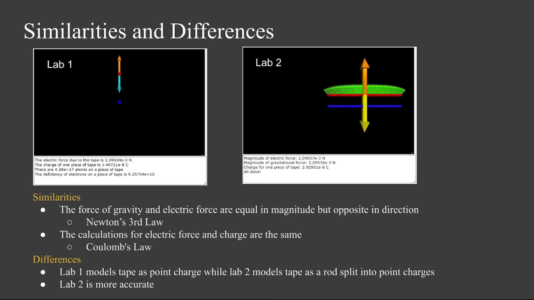Comparing the results from lab 1 and lab 2, some of the similarities include that the force of gravity and electric force are equal in magnitude but opposite in direction, and this can be seen on the models, which explains why the bigger arrows are equal in size. Next, we calculated the electric force and charge the same way we're familiar with, using Coulomb's law. The two main differences that we found were that lab 1 models tape as a point charge, while lab 2 models tape as a rod split into point charges. And we find that lab 2 is more accurate because of this.